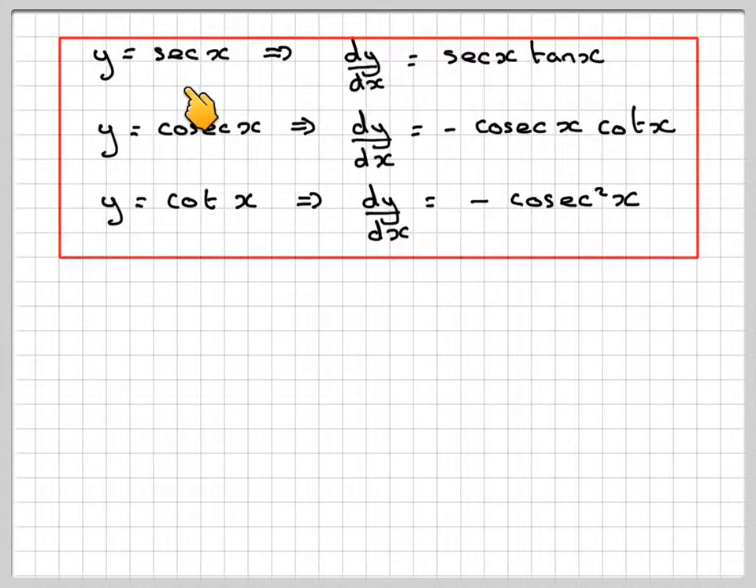The interesting one will be, if y is equal to sec 2x, then dy by dx will be 2 sec 2x tan 2x. Okay, so this has been a video to show you how to differentiate the reciprocal trig functions. I hope you've understood, and I thank you very much for watching.